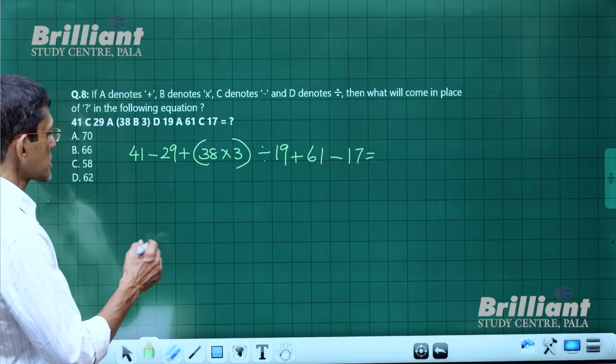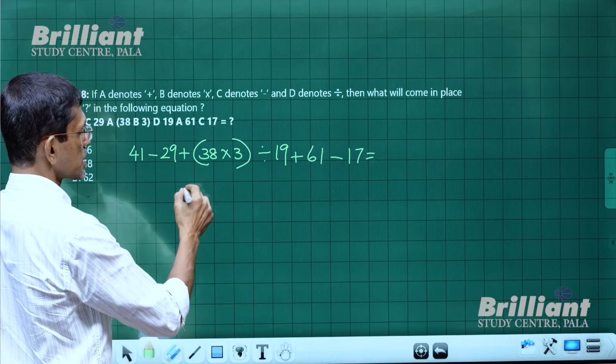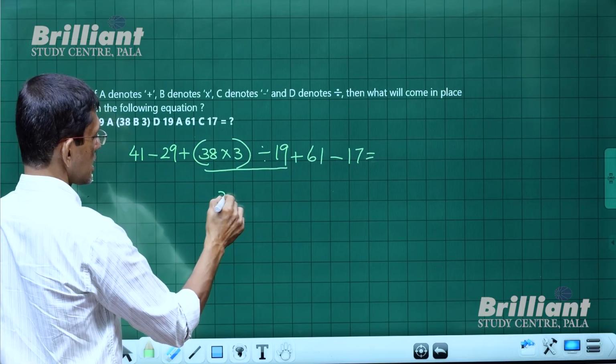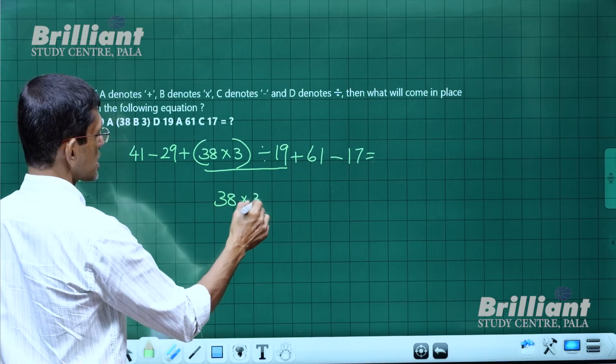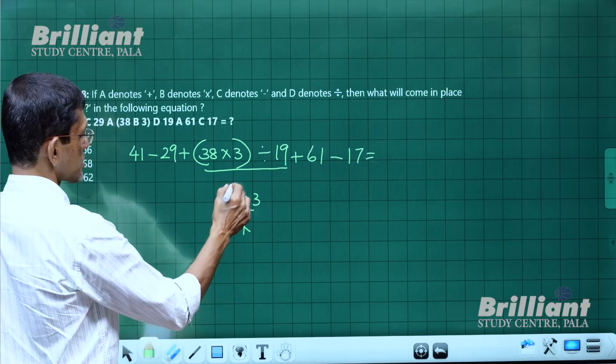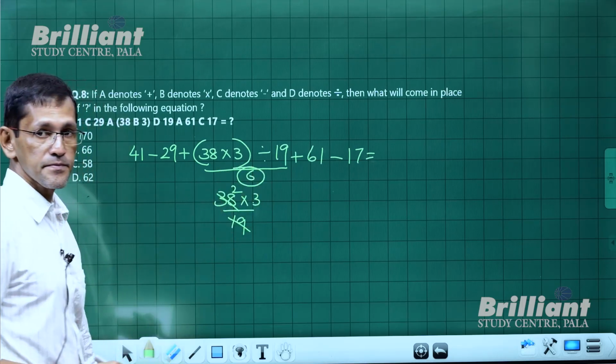Okay, how do we try this? 41 minus 29, 38 into 3. So here we can take it as a single block. 38 into 3 divided by 19. Well, 38 and 19, so what do we get? 2 into 3, what? 6. So this part you get 6.